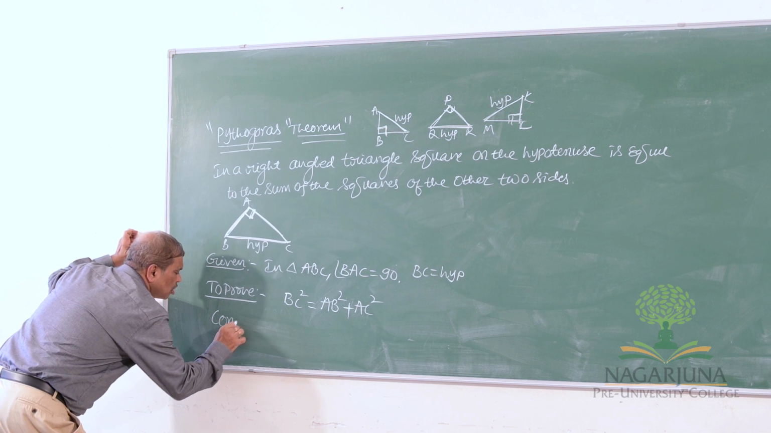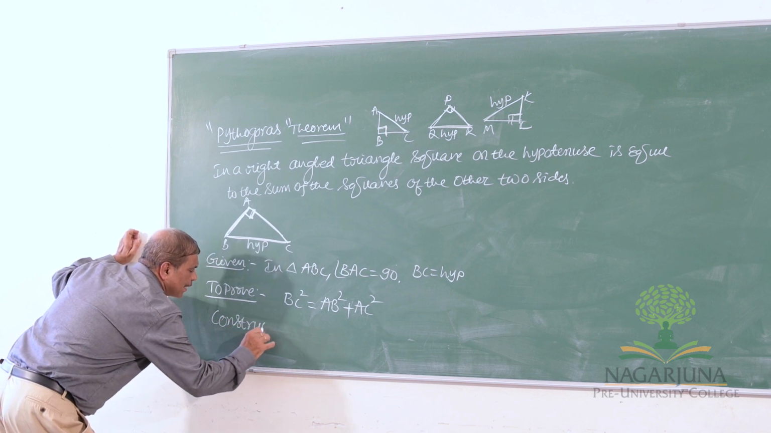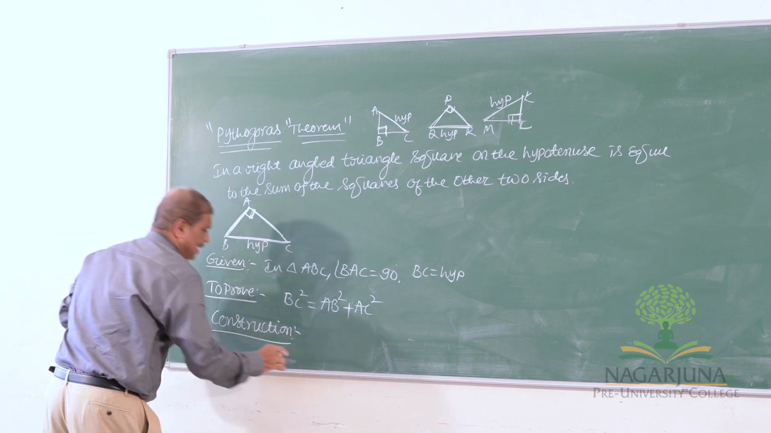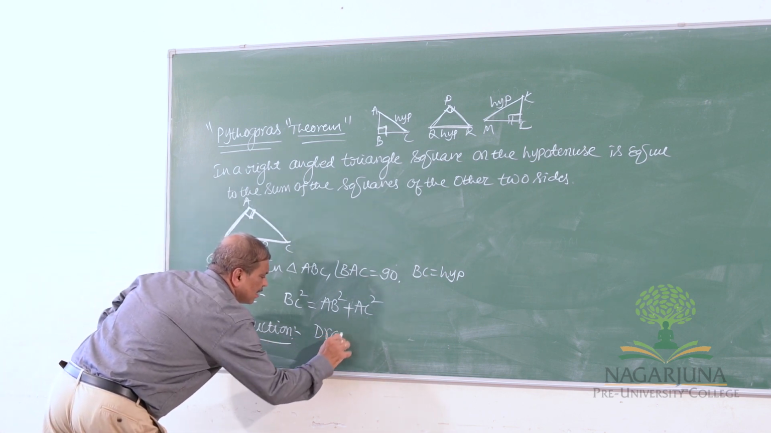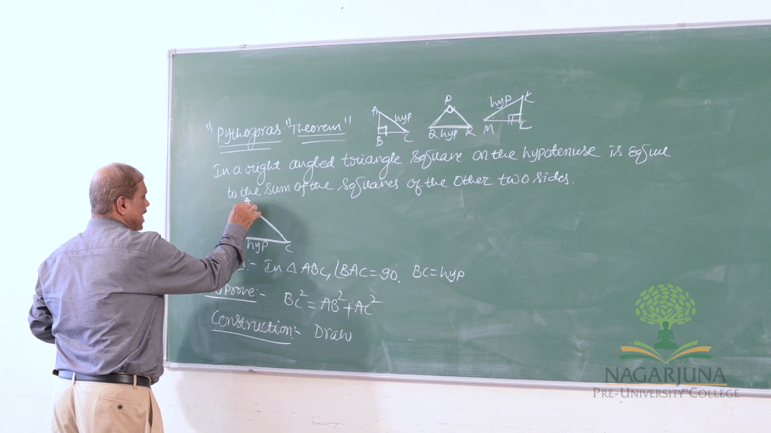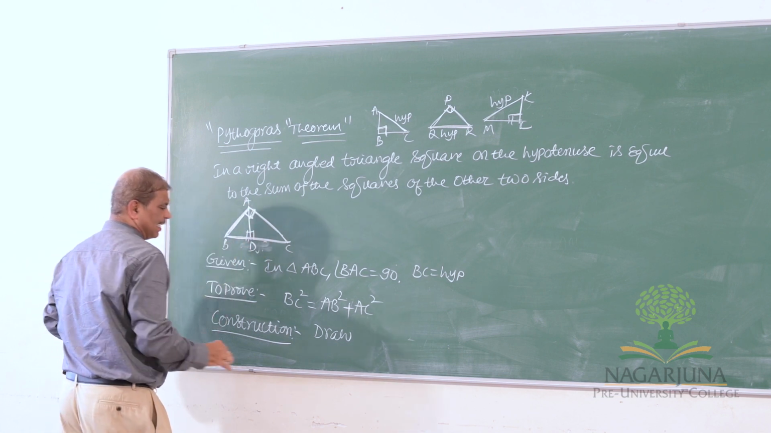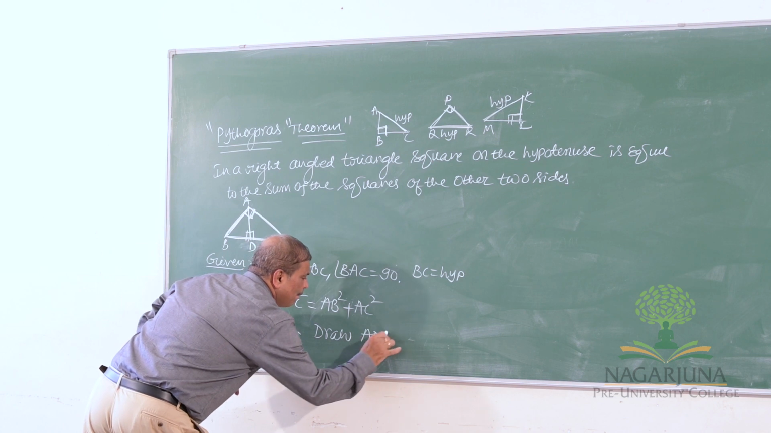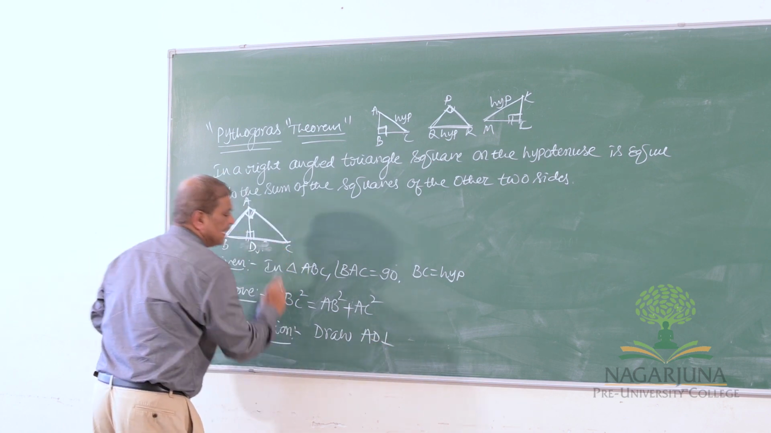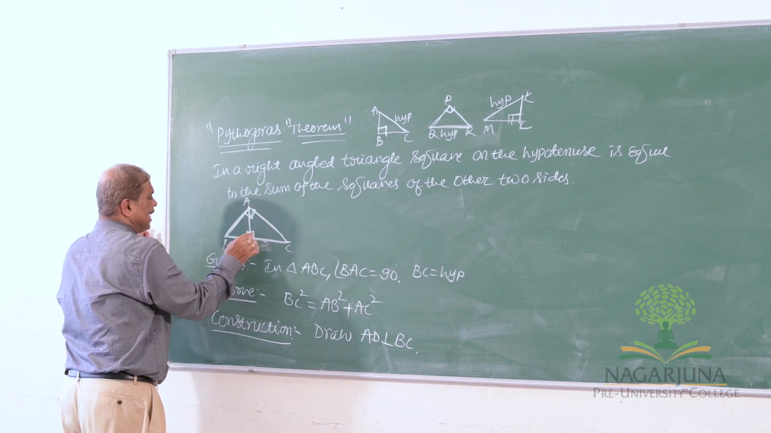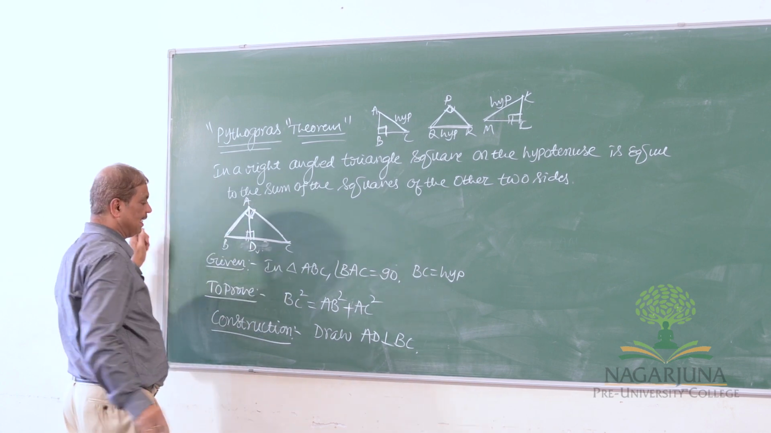Now construction is very, very important. So what we have to do, draw, what is that? See here, AD perpendicular to BC. So here, draw AD perpendicular to BC. Now this is the construction. Draw AD perpendicular to BC.